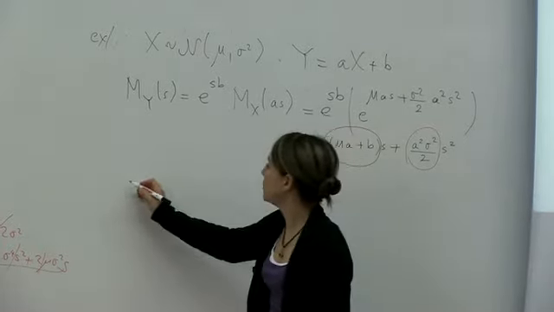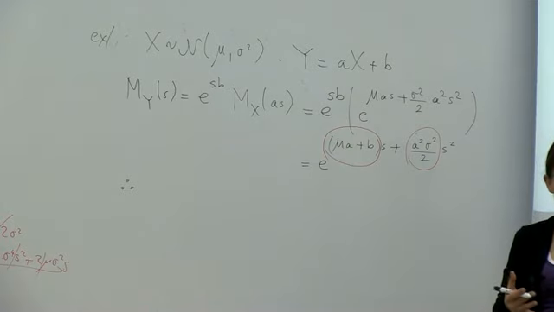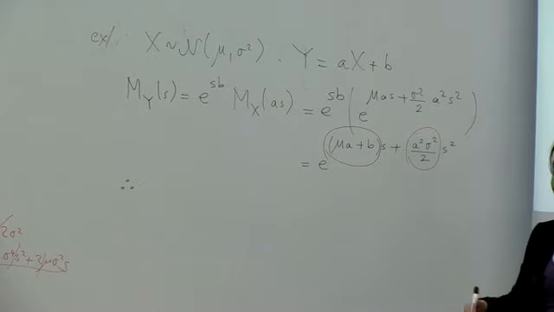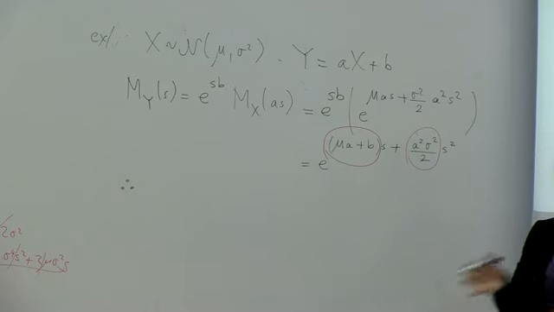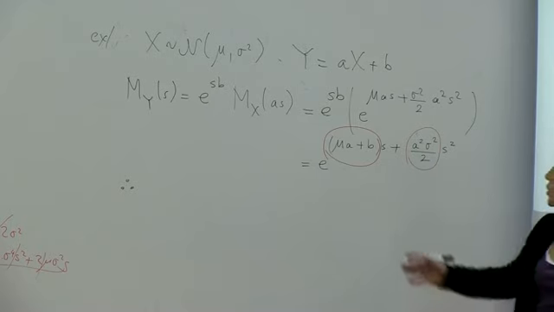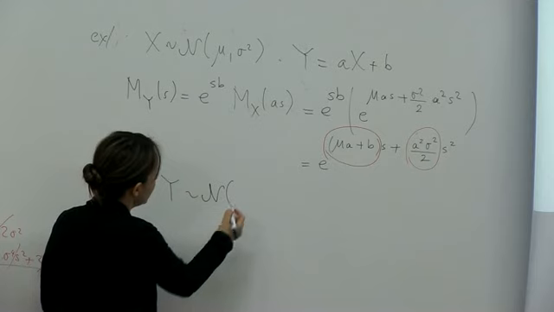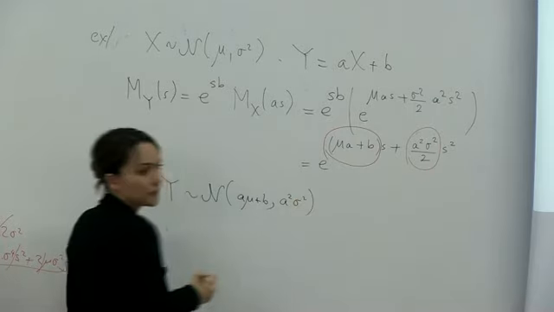So therefore, although I haven't argued for you that there's a one-to-one correspondence between moment generating functions and densities, it is true, it's sort of beyond our scope, that if you know the moment generating function of a random variable, you know the distribution. So the transform uniquely determines the distribution. So therefore, Y, we conclude, is normal with mean a mu plus b and variance a squared sigma squared. Any questions?